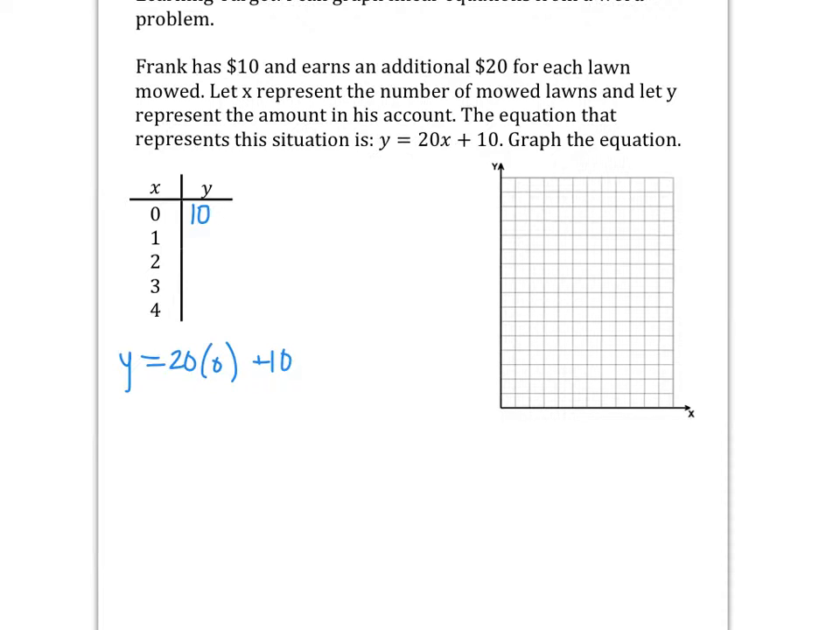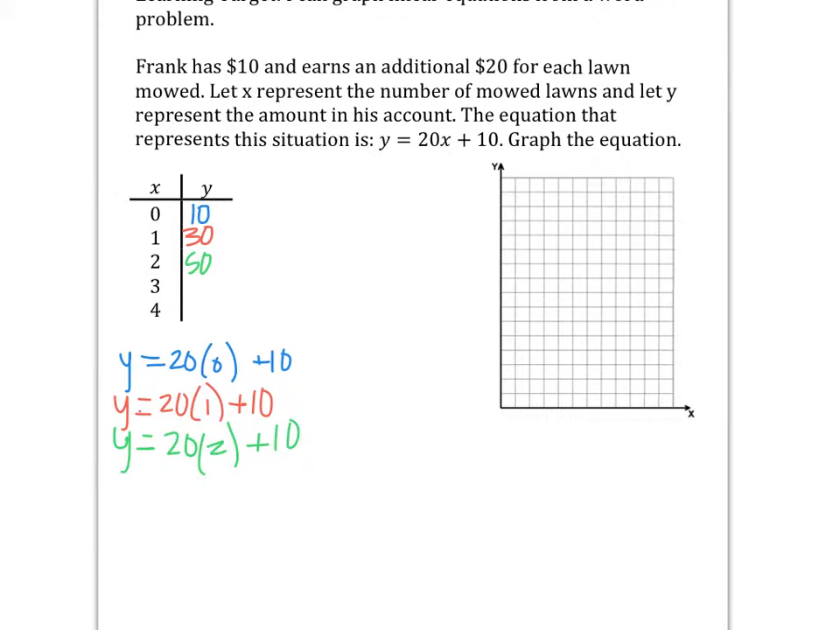in his account. Now if he mows 1 lawn, so 20 times 1, that's 20 plus 10, which is 30. So he'll earn an additional $20. Makes sense. If he mows 2 lawns, Y equals 20 times 2 plus 10. 20 times 2 is 40, and 40 plus 10 is 50.